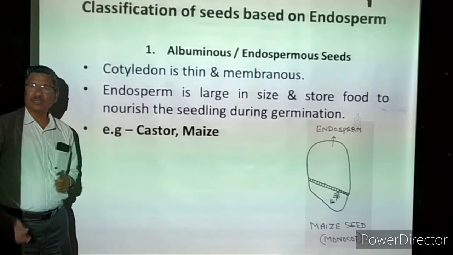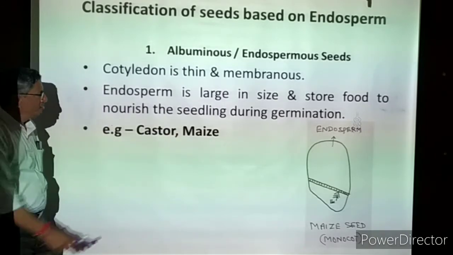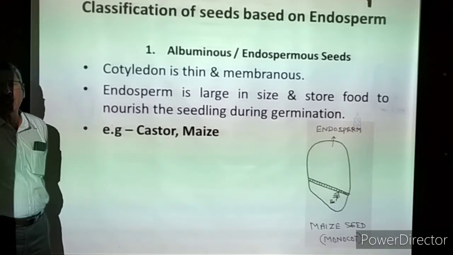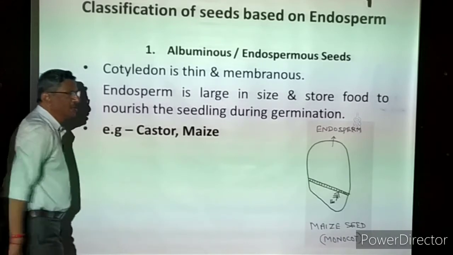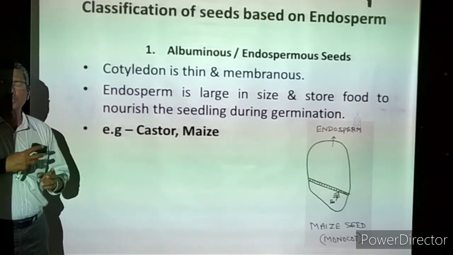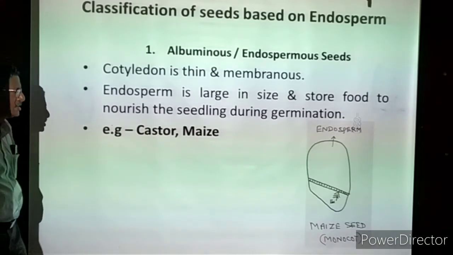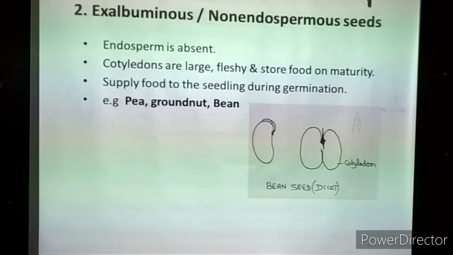Example, castor. Castor is the best example. Another one is maize. From the castor seeds only, we are crushing and grinding and extracting castor oil. Castor and maize are only two examples. Don't think that only these two; there are so many hundreds of examples. We are only giving two examples for albuminous or endospermous seeds.